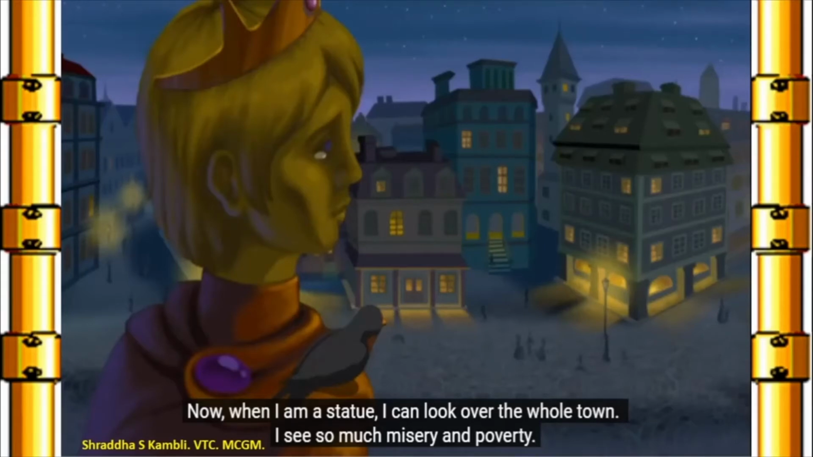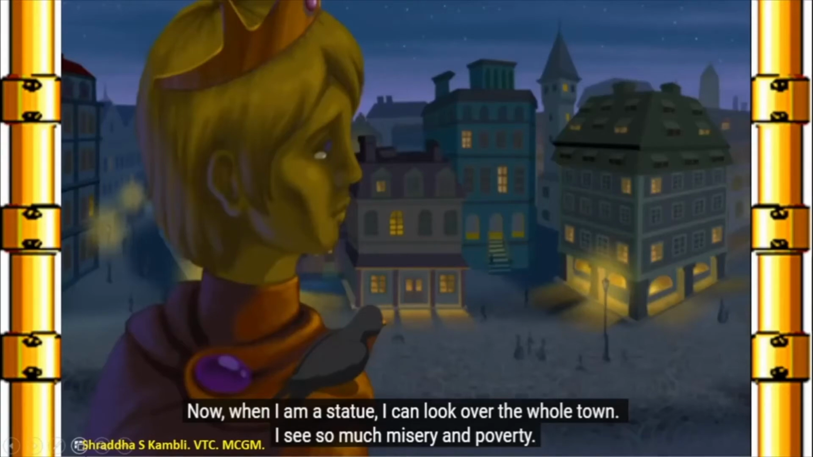So he can see the whole town around him. And then he can see people who are poor, who are sad, who are in pain, who are hungry, who are cold. All these things the prince can see now. And that is why his mind is filled with sorrow for these people. So he's sharing it with the swallow, who soon becomes a very good friend of this prince.